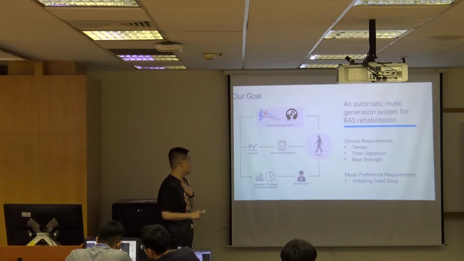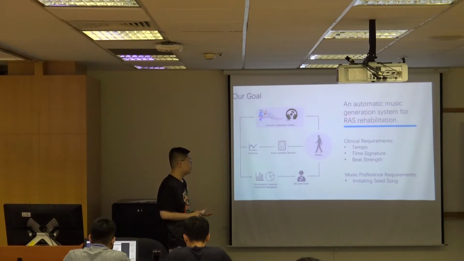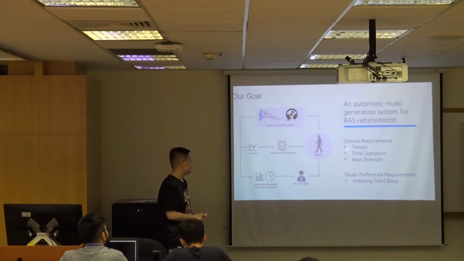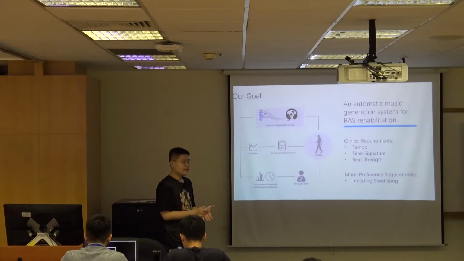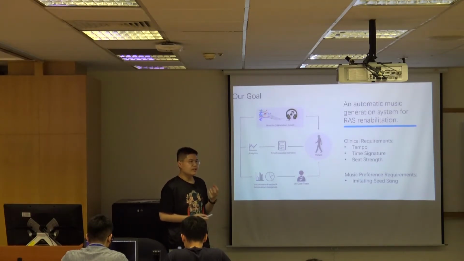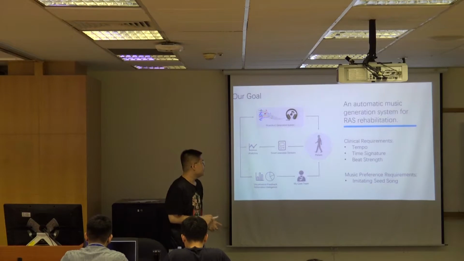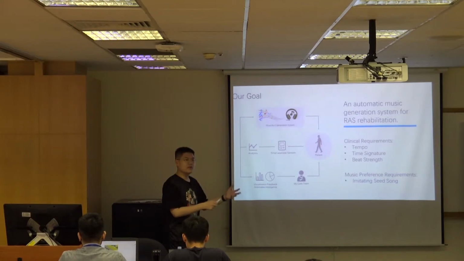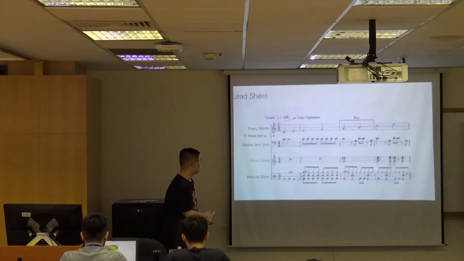So my research is focusing on automatic music generation for RAS. And basically, the generated music has some clinical requirements. The tempo should match the gait tempo of a patient, and the time signature should be 2/4 or 4/4. And the beat strength of the generated music should be strong enough to serve as the external cue. And also we want to satisfy a patient's music preference by imitating some sample songs, which I will talk about later.